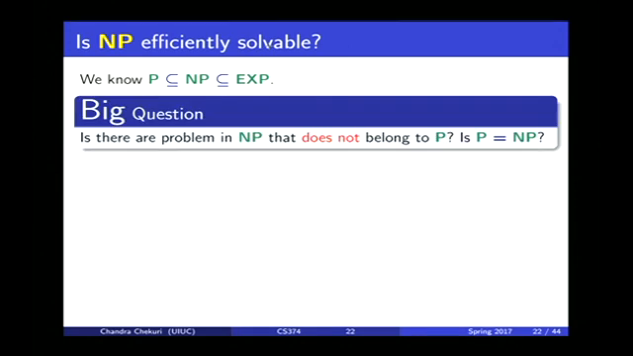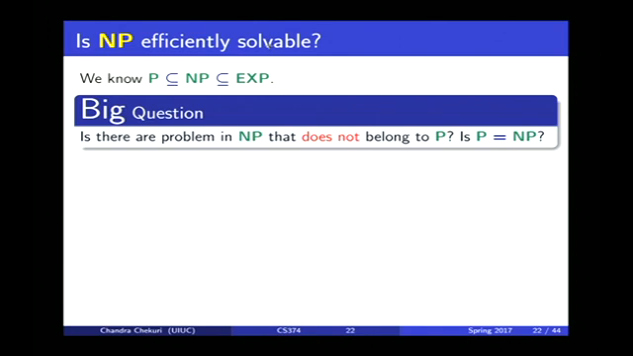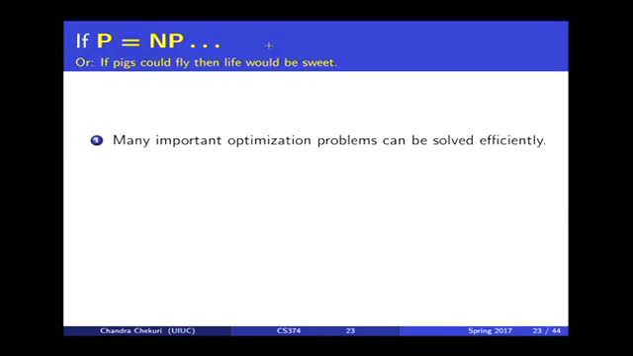So, big question: is there a problem in NP that does not belong to P? Is P equal to NP? We don't know the answer. That's one of the main open problems in theoretical computer science, and not just in theoretical computer science. It has major implications in all of sciences. So let's see what happens if P equals NP. Let's understand the implications. You can solve independent set, you can solve vertex cover, you can do all kinds of nice things. But you can also do other funky things.